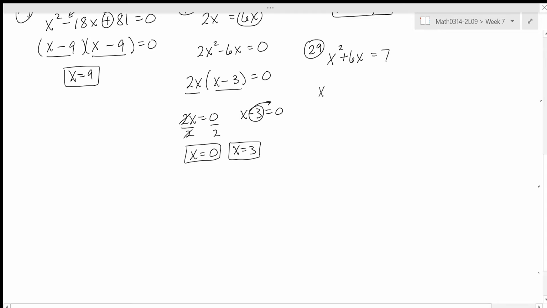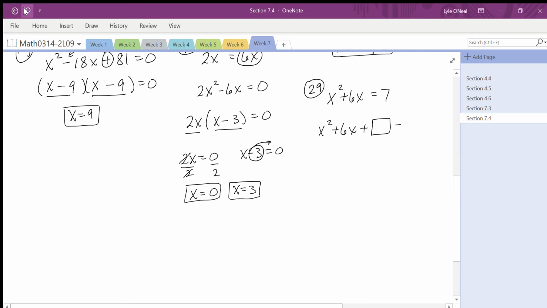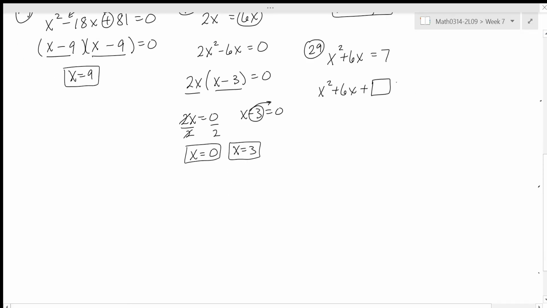So the next step is going to say this. We're going to make a place for us to put a special number that we're going to come up with. And whatever I do to one side, I have to do to the other. So we're also going to put a special number on the other side. The box is a placeholder for the number we're going to come up with using the completing the square process.